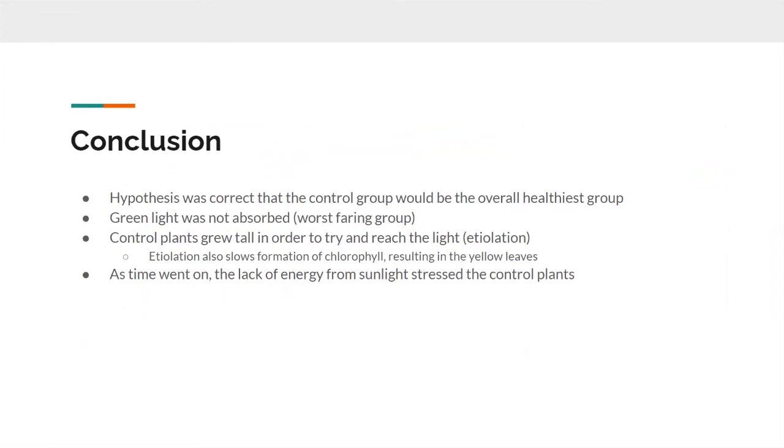This is called etiolation, and etiolation also slows the formation of chlorophyll, resulting in yellow leaves. I think it was a little bit hard to see in the photos, but the treatment groups did get yellow leaves pretty fast. And then as time went on, the lack of energy from the sunlight stressed the plants, and they pretty much didn't have enough energy to continue living, and most of them died.